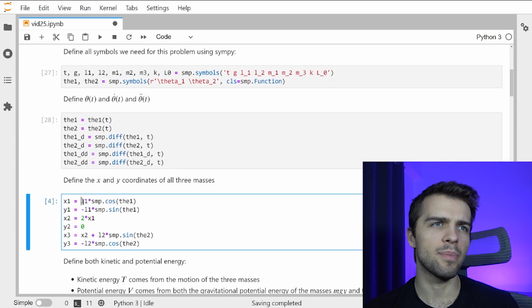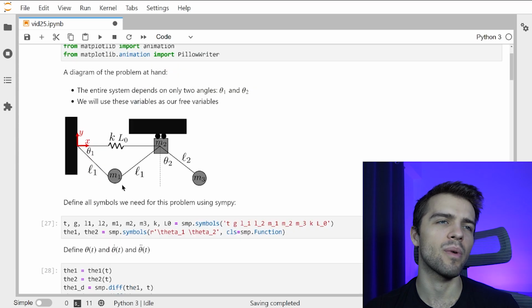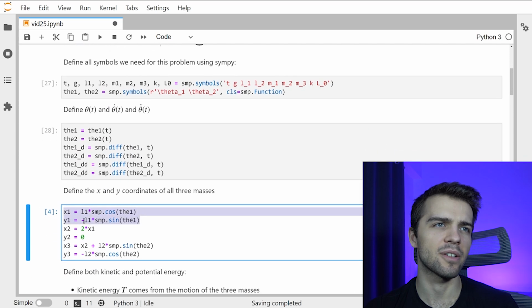So x1 is really simple. It's L1 cos theta 1. You can see from this diagram here, L1 cos theta 1. This gives you the x position of mass 1. Similarly, minus L1 sine theta 1 gets you the y position. So that's what I have here.